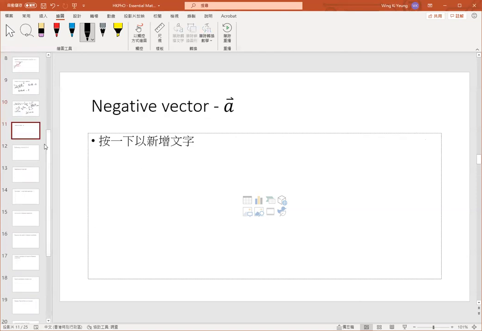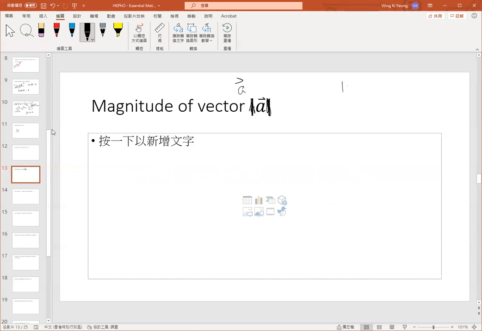So negative vector: if this is a vector A, the negative vector is in the opposite direction to vector A, okay? They're in opposite directions, but the magnitude is still the same. Let me introduce how we represent the magnitude of vector A. For vector A, if we want to represent the magnitude, we just add two vertical lines. It just looks like the absolute value in real numbers.